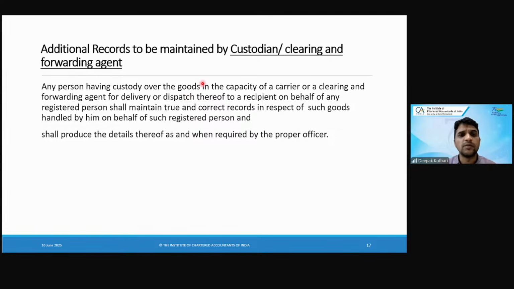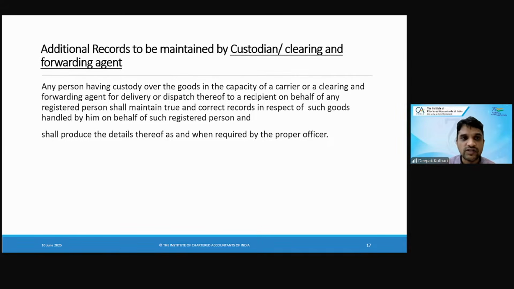Then, additional records to be maintained by the custodian or clearing and forwarding agent. When you import something, you cannot import it directly. If you are importing, you will need the help of a clearing and forwarding agent. They are also called customs agents. These customs agents clear the goods on your behalf. Now, when they clear the goods on your behalf, they have to maintain some special records.